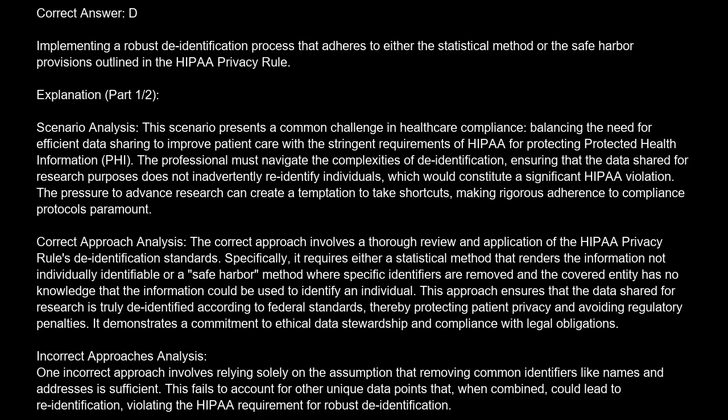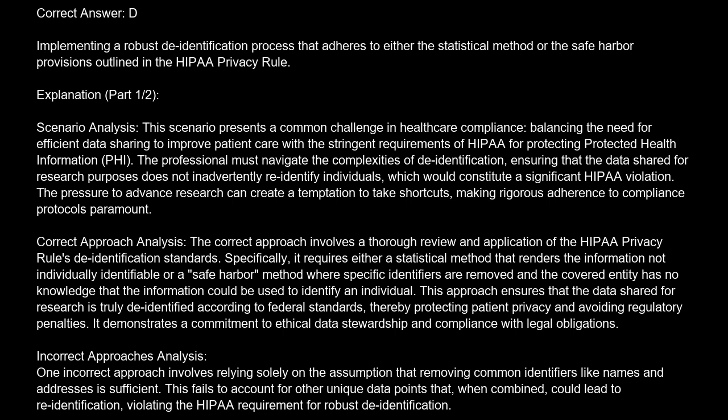Implementing a robust de-identification process that adheres to either the statistical method or the safe harbor provisions outlined in the HIPAA privacy rule. Explanation. Scenario analysis. This scenario presents a common challenge in healthcare compliance, balancing the need for efficient data sharing to improve patient care with the stringent requirements of HIPAA for protecting protected health information. The professional must navigate the complexities of de-identification, ensuring that the data shared for research purposes does not inadvertently re-identify individuals, which would constitute a significant HIPAA violation. The pressure to advance research can create a temptation to take shortcuts, making rigorous adherence to compliance protocols paramount.